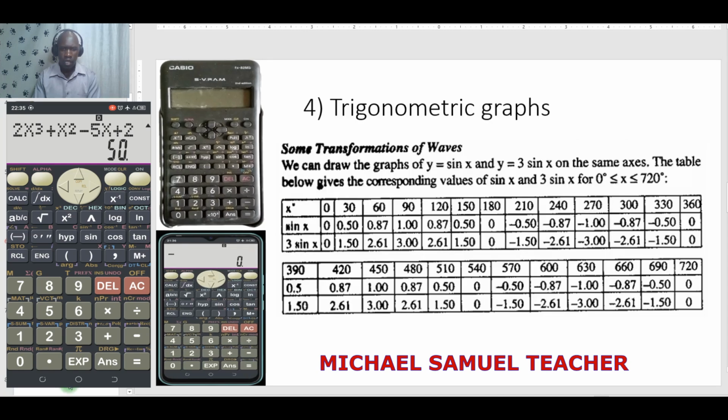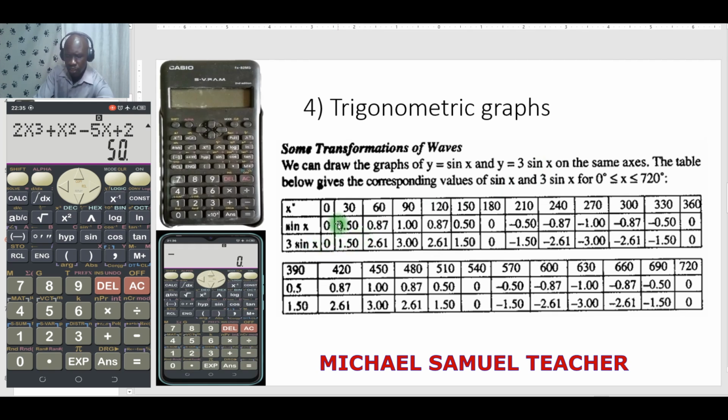We proceed on to the next, and now we are dealing with the trigonometric graph, and this is also very interesting. These are sine waves: y is equal to sine x, and y is equal to 3 sine x, on the same axis. In my case, we are going to fill it. We have the first row, the value of x, then sine x, and then 3 sine x.